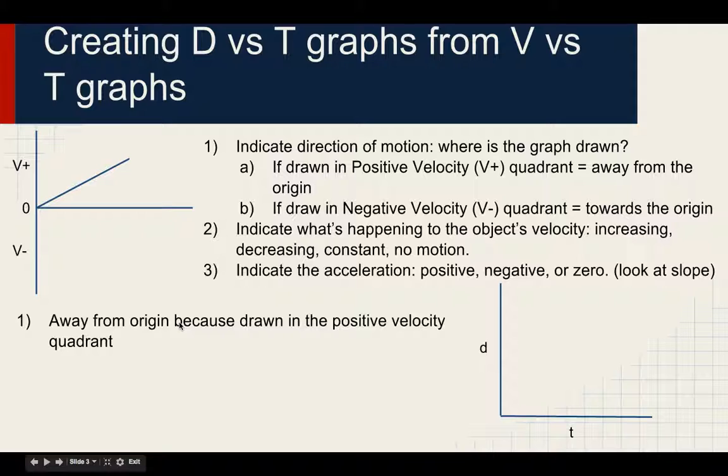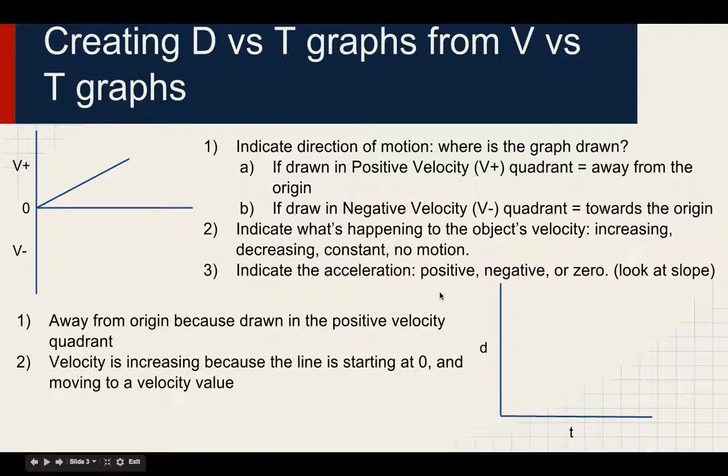So my direction of my object is away from the origin because it is drawn in the positive quadrant. Not how it's drawn, but where it's drawn. Velocity is increasing. This line starts at 0, meaning we're starting at rest or we're stopped. And then we go to some value, obviously we'd be speeding up. And finally, acceleration is positive because the slope is positive.